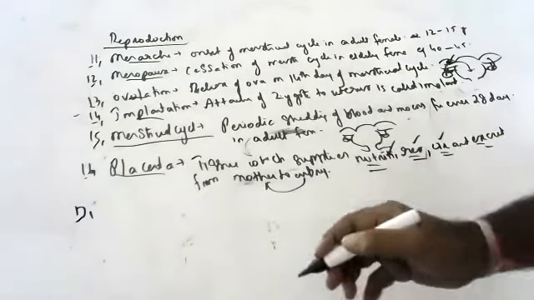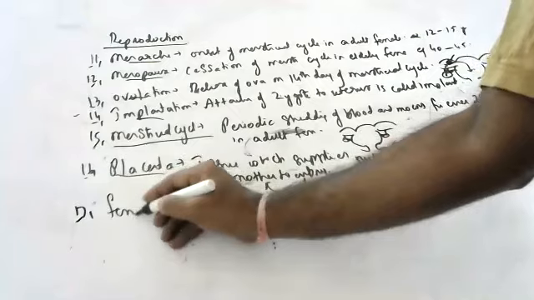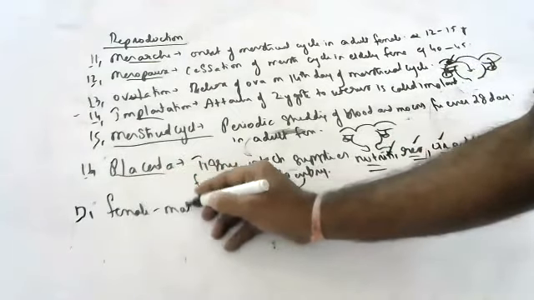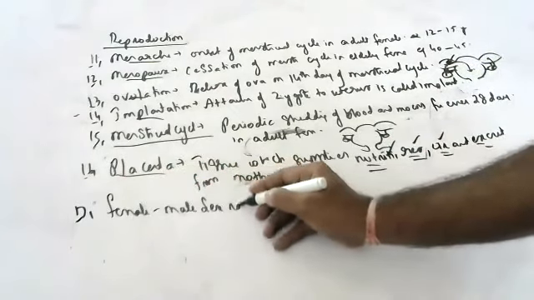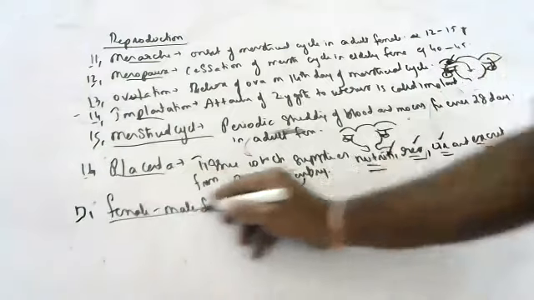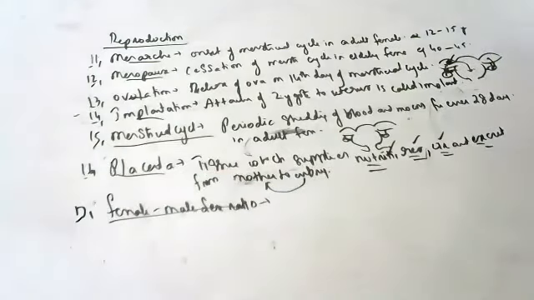Next one. Female and male sex ratio. What is meant by female and male sex ratio? It is the ratio between males and females in a population.